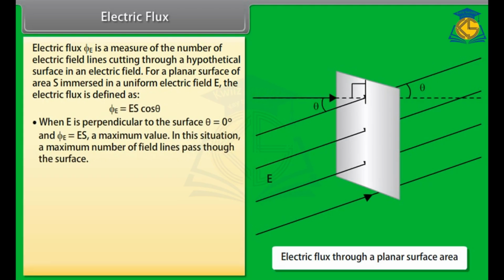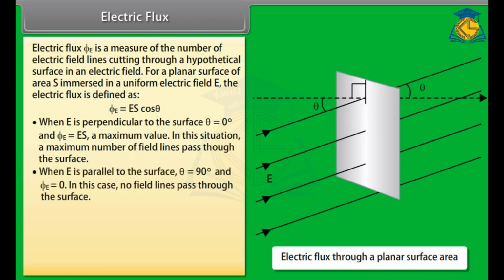When E is perpendicular to the surface, theta is equal to 0 degrees and phi E is equal to ES, a maximum value. In this case, a maximum number of field lines pass through the surface. When E is parallel to the surface, theta is equal to 90 degrees and phi E is equal to 0. In this case, no field lines pass through the surface.